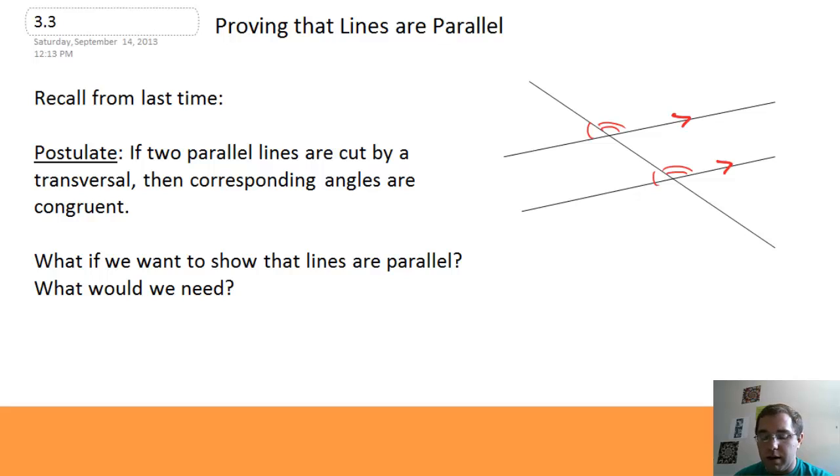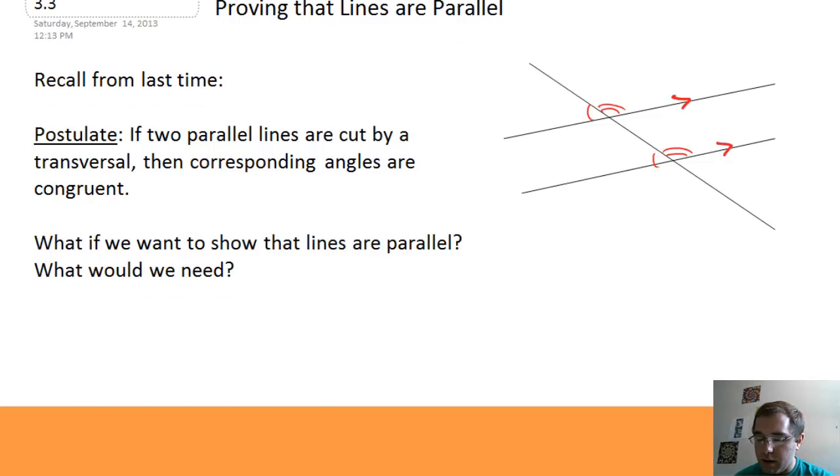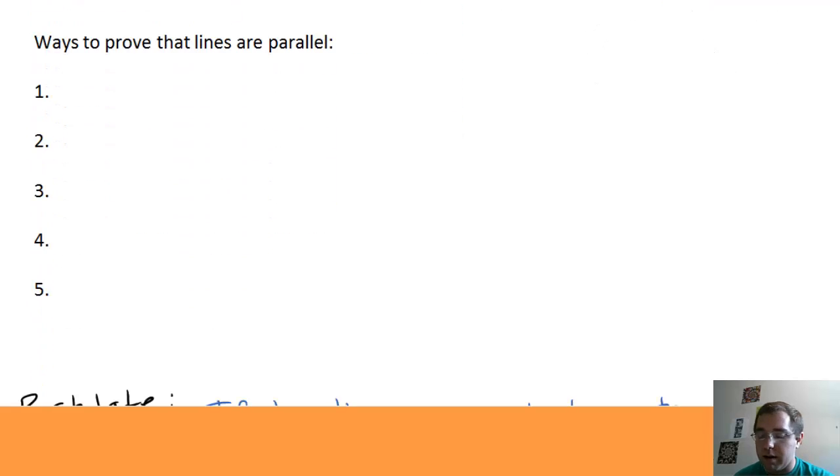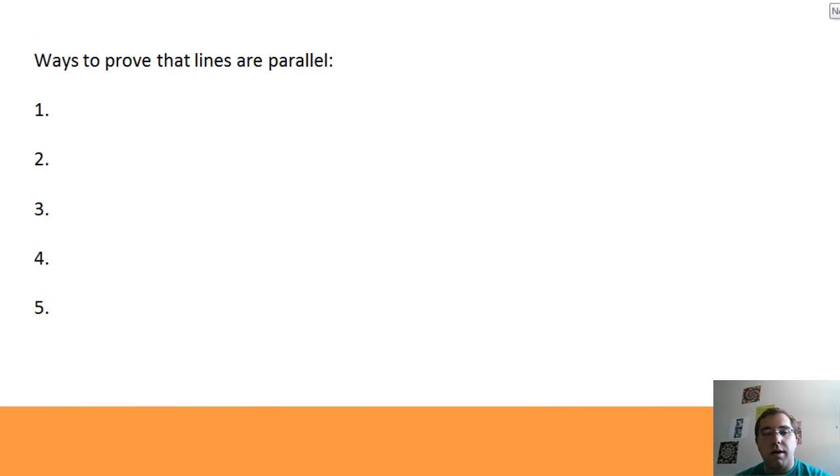What do we need in order to show that lines are parallel? It turns out that what we need is very similar to the results we got when lines were parallel. So we're going to have 5 ways to prove that lines are parallel. What I want you to do on your paper is write down numbers 1, 2, 3, 4, and 5, just like that. You might want to skip a line in between them, and we'll come back and fill in that list as we work our way through the video. So write down ways to prove that lines are parallel, then number 1, number 2, number 3, number 4, and number 5 underneath it. And we'll come back and fill it in as we discover what those ways are.